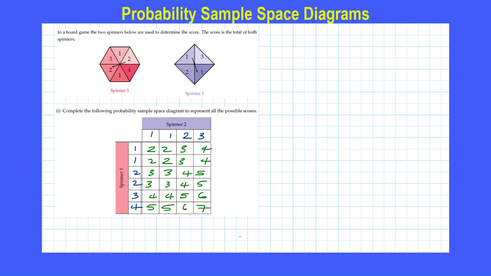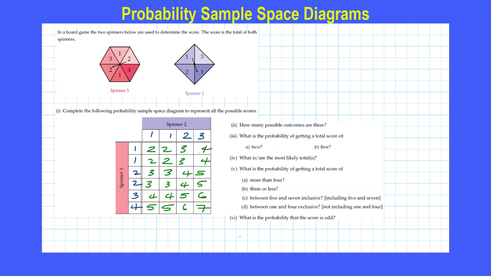And this is known as our probability sample space. So these are all the possible combinations of results that can be got from these two spinners. And as you can see, there are a number of different scores that can occur more than once in different ways. And we'll often be given loads of questions to answer with it. So here I've got a number of questions. First of all, how many possible outcomes are there? Well, if you count up all the green ones, you see there's 24 of them.